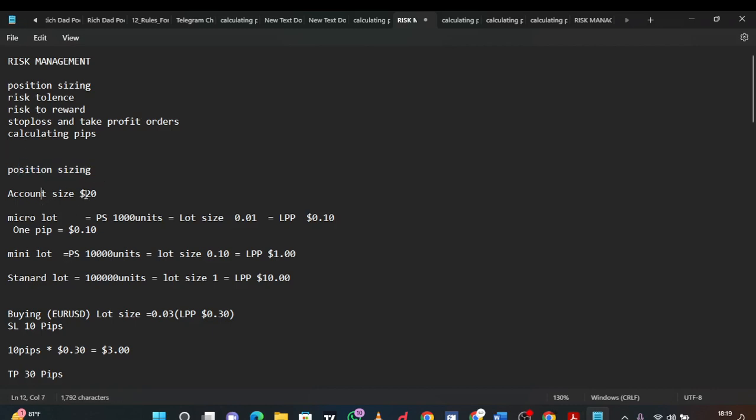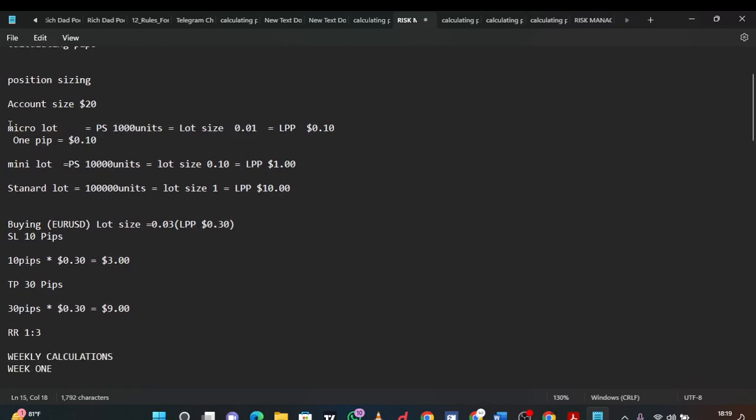So our position sizing: our account size is $20. We are going to be using the micro lot. Our position size is going to be 1000 units, standing for 0.01 as our lot size. Loss per pip is going to be 10 cents per pip. So 1 pip is equal to 10 cents. I talked about the mini lot in the table, you can go through that. But for now, I'm going to be focusing on the micro lot.